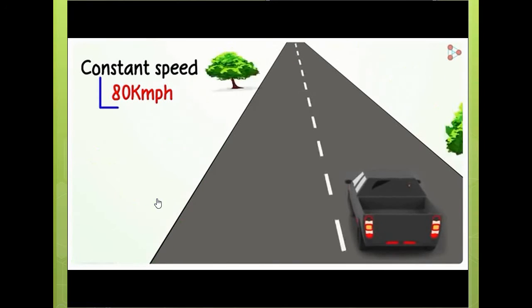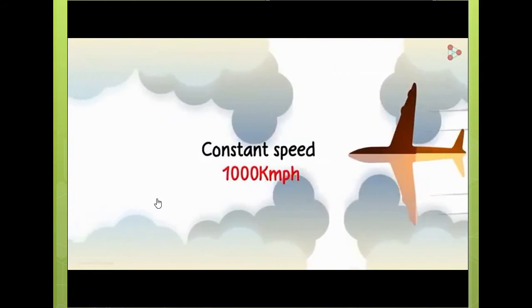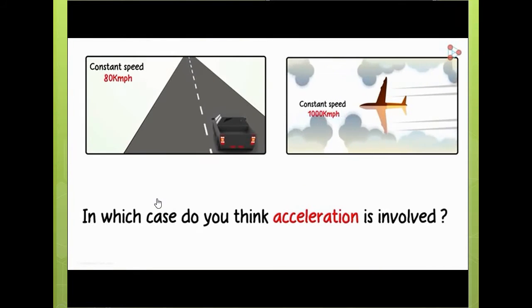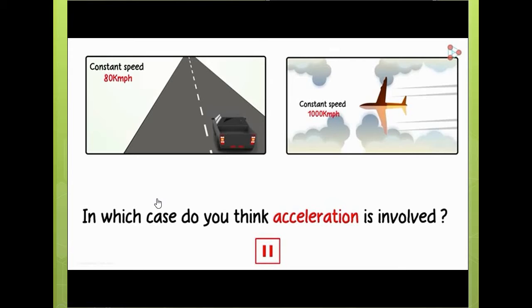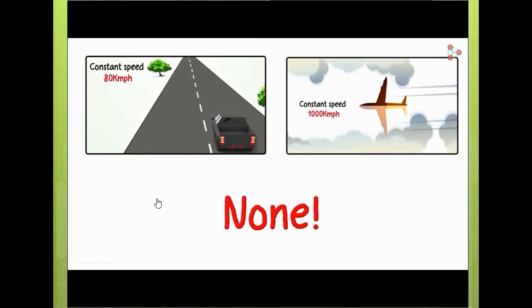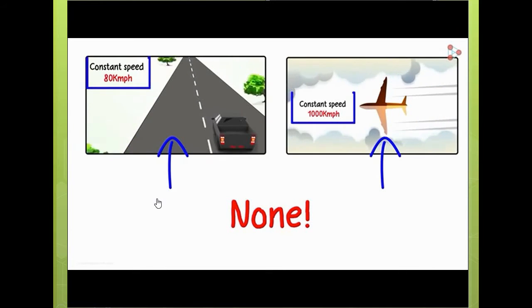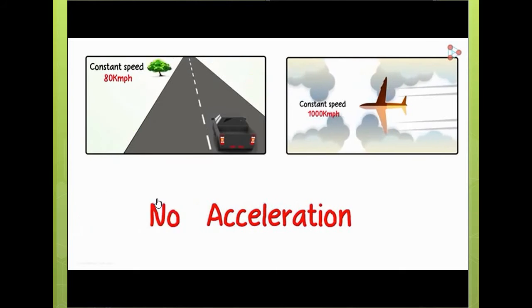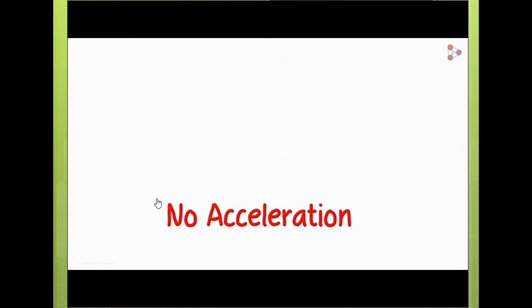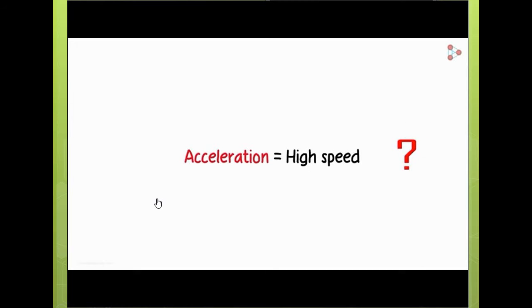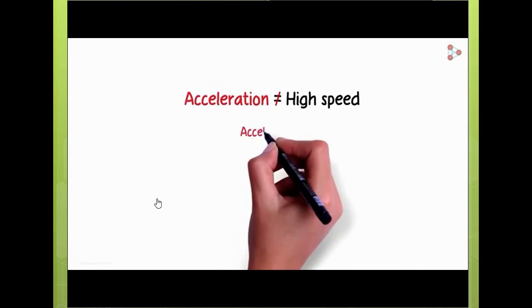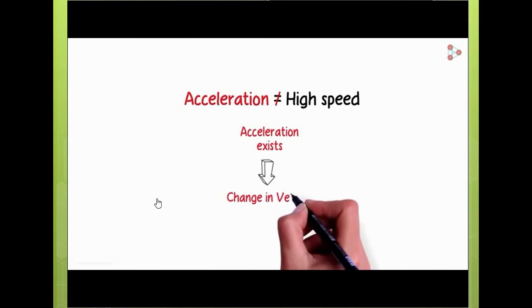Okay, let me give you two examples. In the first one, a car is traveling in a straight line at a constant speed of 80 kilometers an hour. And in the second one, a plane is traveling in a straight line at a constant speed of 1000 kilometers an hour. In which case do you think acceleration is involved? None. In both cases, the velocity is not changing at all. Hence, there will be no acceleration in either of the cases. Most people relate acceleration to high speed, and that's clearly not true. Acceleration will only exist when there is change in velocity.